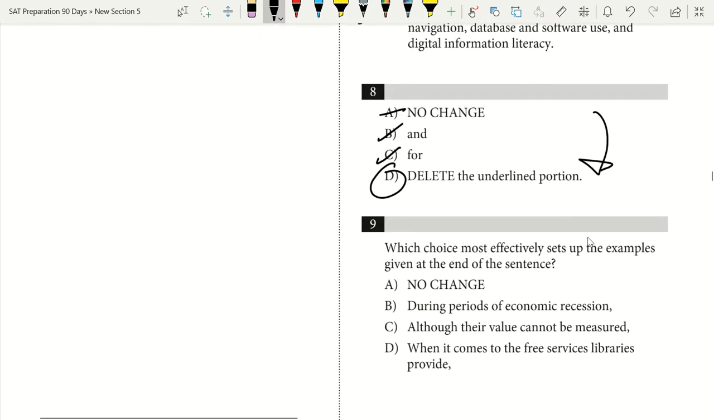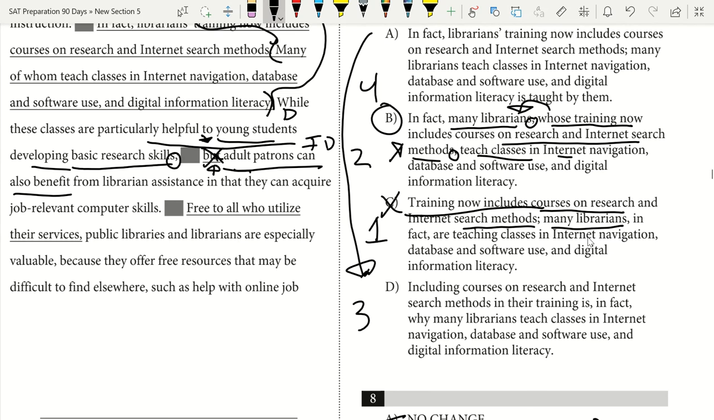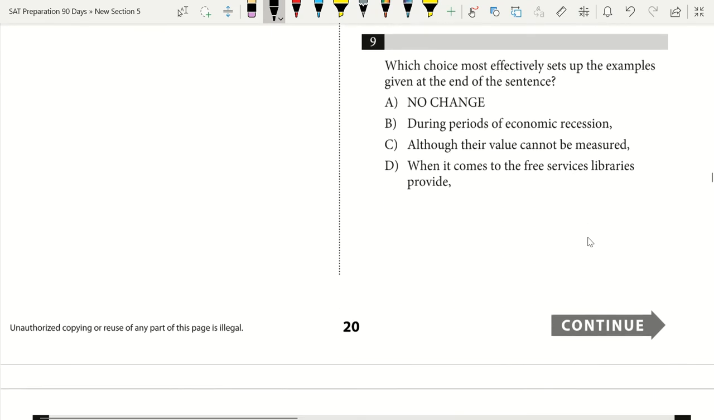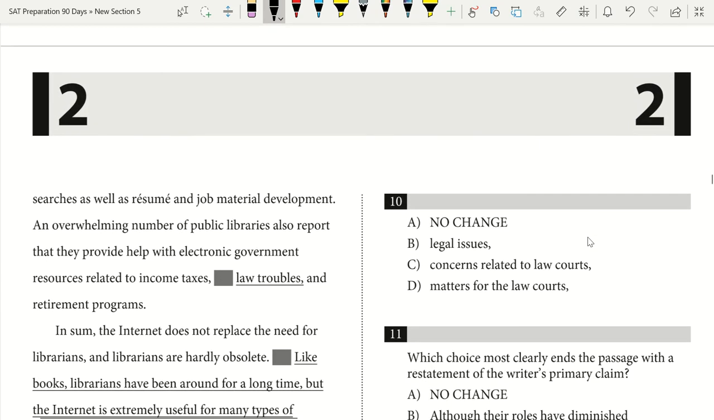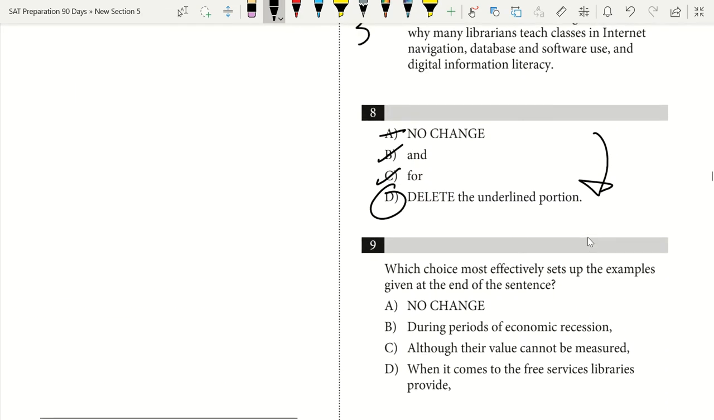All right, number 9: which choice most effectively sets up the examples given at the end of the sentence? Okay, well, we need to know what examples are coming at the end of the sentence. So we have this right here, which we haven't decided if that's right yet. Now we have "public libraries and librarians are especially valuable because they offer free resources that may be difficult to find elsewhere, such as help with online job applications or searches, as well as resume and job material development." Okay, those are all things that would help people get jobs. So I'd be looking for something like B.